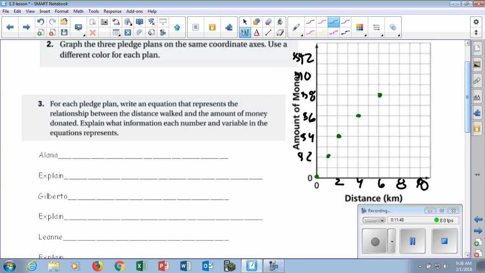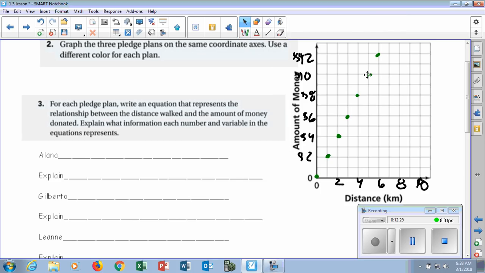Oh, I'm sorry. I skipped too many lines. At 1, he's at 2. At 2, he's at 4. At 4, he's at 8. Did I do that now? At 5, he is at 10. And at 6, he is at 12. Everyone see those points?